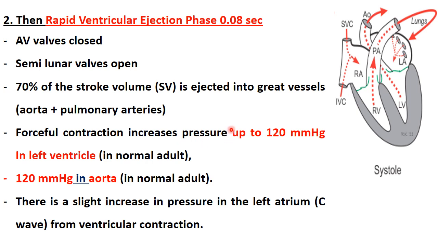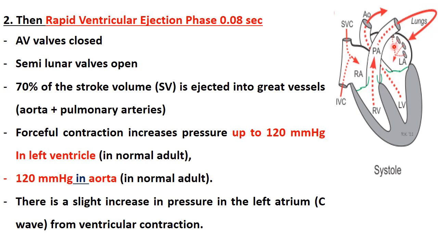The forceful contraction of the ventricle increases the pressure within the ventricle up to 120 mm of mercury here in the left ventricle. The forceful contraction of this thick left ventricle causes the pressure to rise to 120 mm of mercury within the ventricle and this keeps on pushing the blood into the aorta until a moment reaches when the aortic pressure also becomes larger. From 80 mm of mercury it increases to 120 mm of mercury.